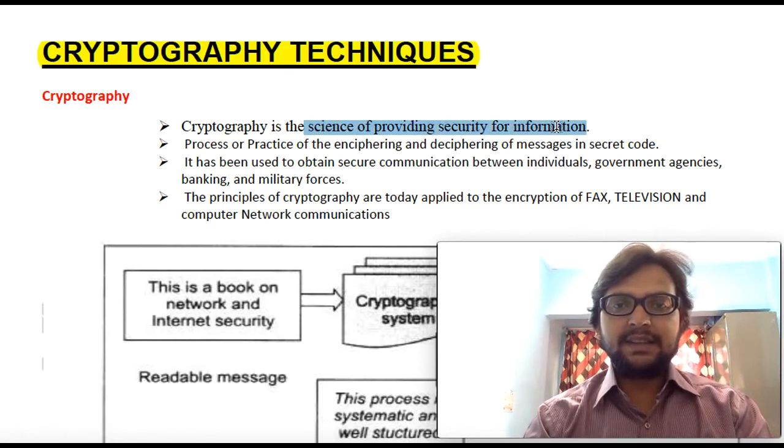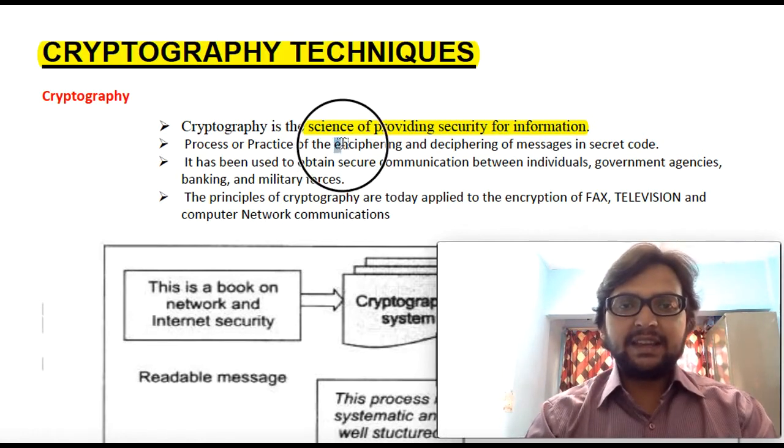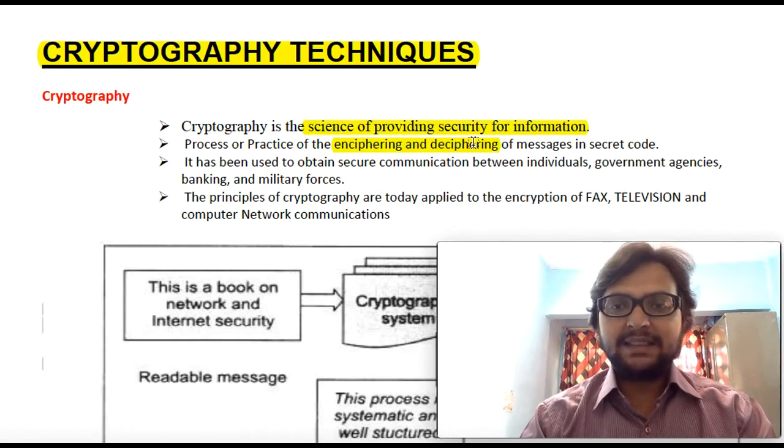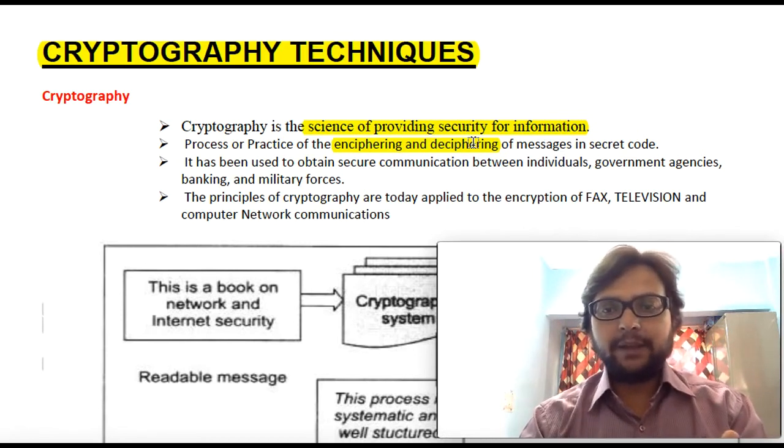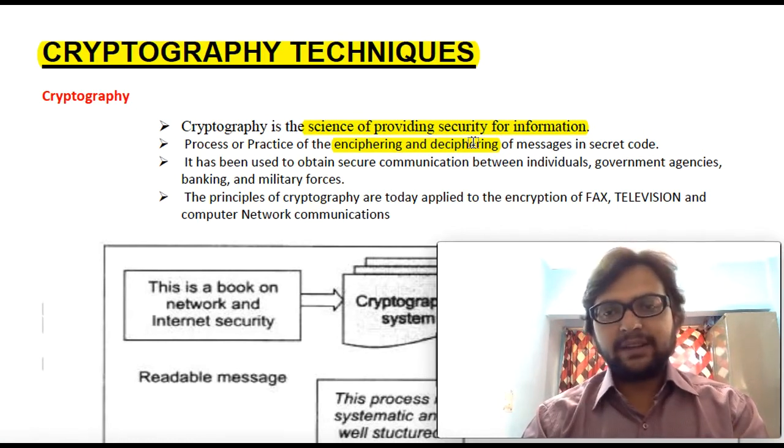In simple words, cryptography is a science of providing security for information. We need to secure our information, and to secure it we use one technique or science, and that technique is called cryptography. In cryptography we are basically enciphering and deciphering a message in a secret code. That means encrypting and decrypting. Encrypting means converting readable text into non-readable format, and decrypting means vice versa, non-readable text to readable text.